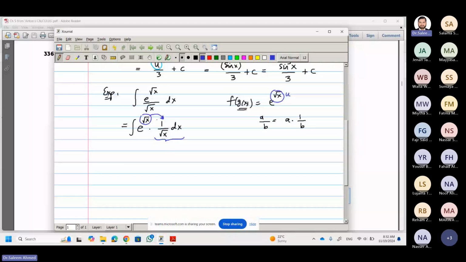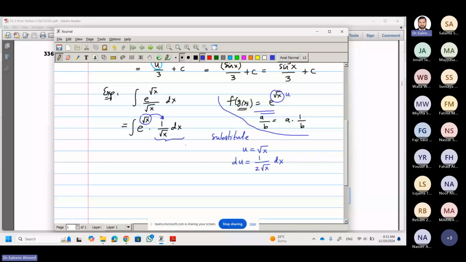So I can substitute. This is a side, I am just explaining these things to you. No need to write that. So I can substitute u as just the power of exponential function. And the differential of u will become the derivative of square root, which is 1 over 2 square root of x dx.